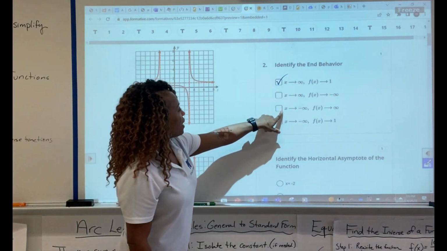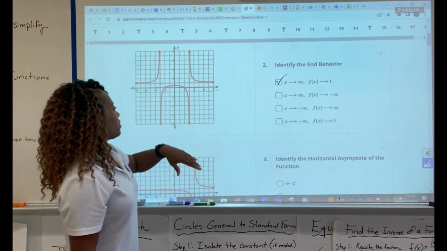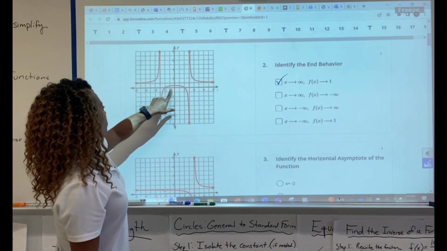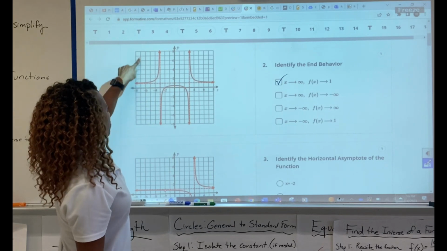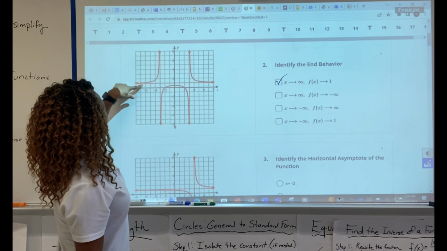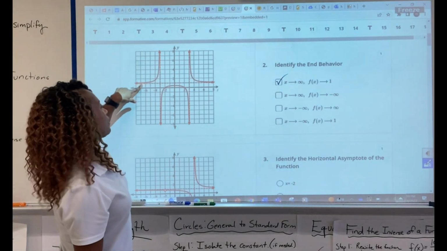As x approaches negative infinity, y approaches positive infinity. So it's saying as the x values go this way, that the y values are getting bigger, and that's not true, because again, we have this horizontal asymptote that's blocking it.